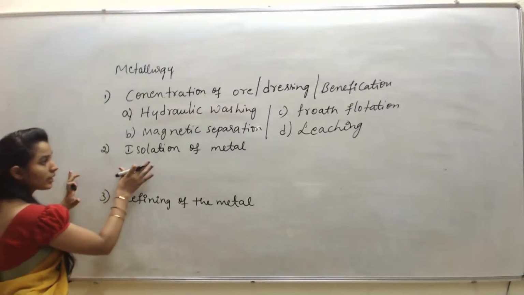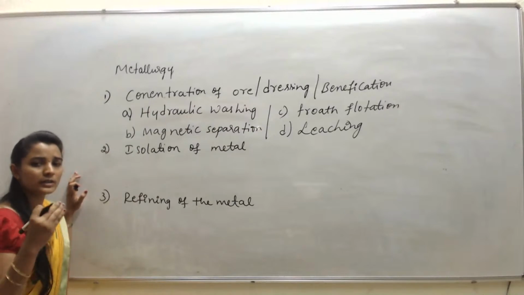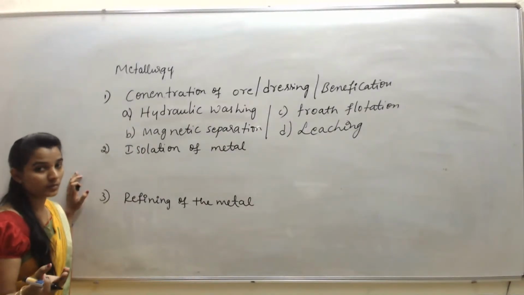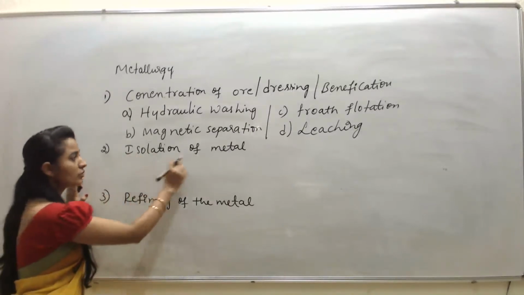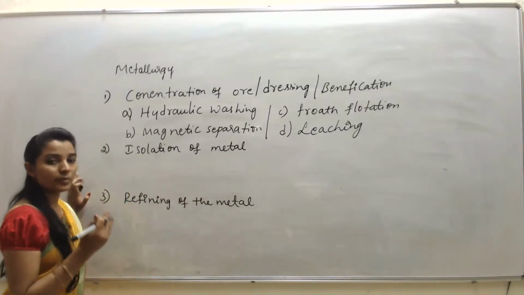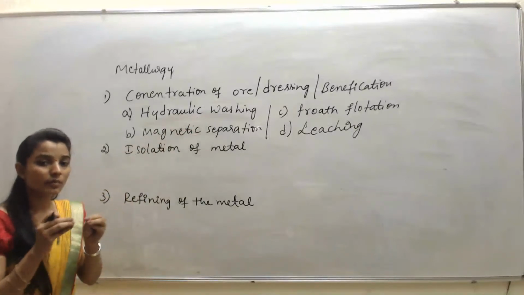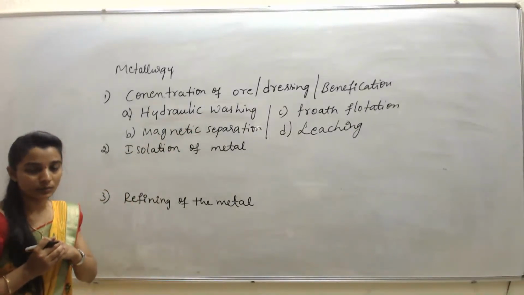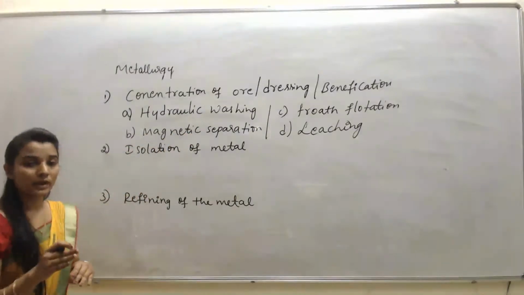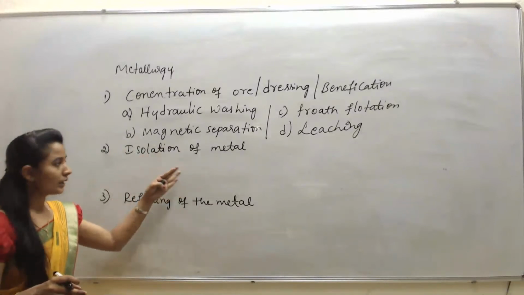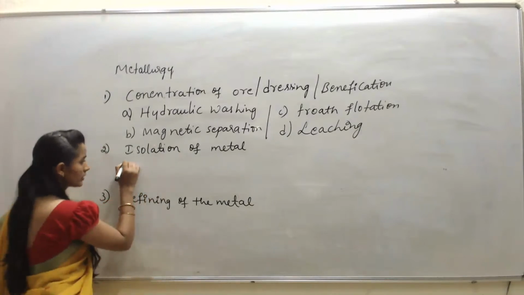Next one is isolation of metal. Nowadays you often hear the word isolation because of corona, right? Isolate means separate. So isolation of metal is the separation of the metal from the concentrated ore. I told you that in the concentrated ore only some part of the impurities is removed, not completely. So the removal of only the metal from the ore particle is called isolation of metal.